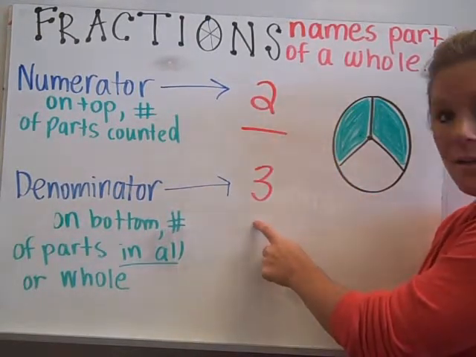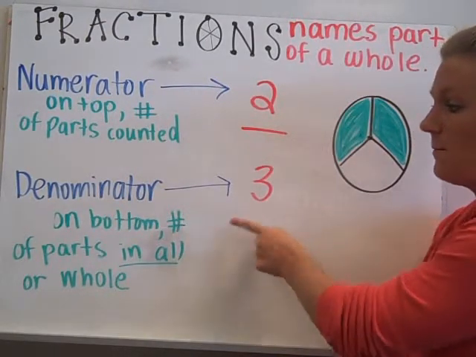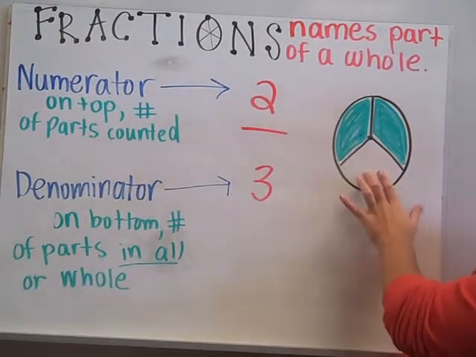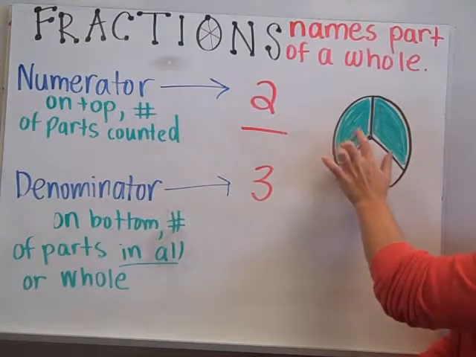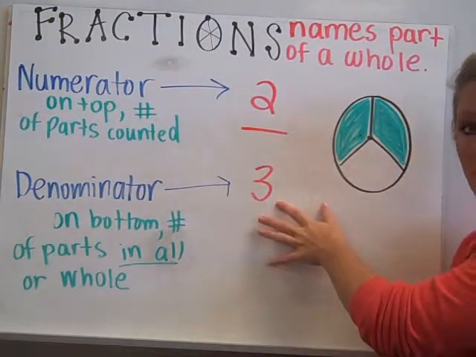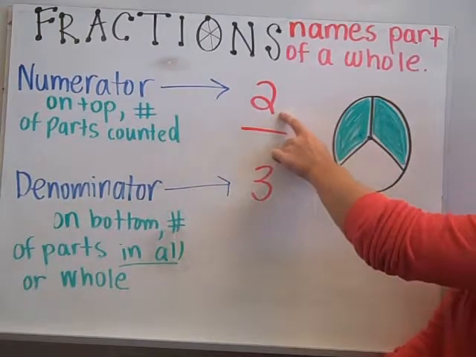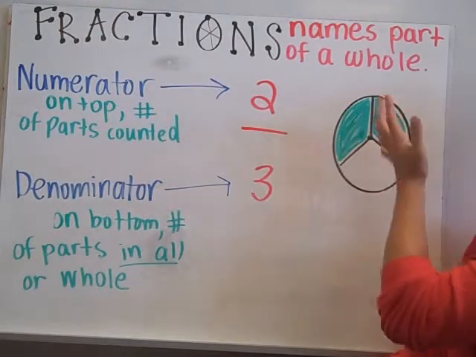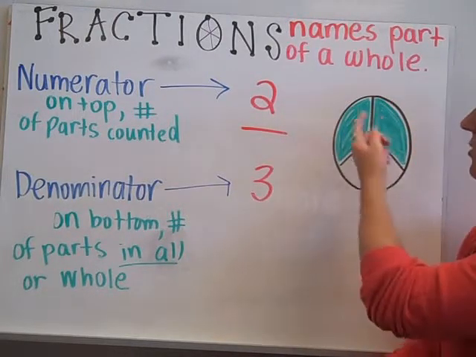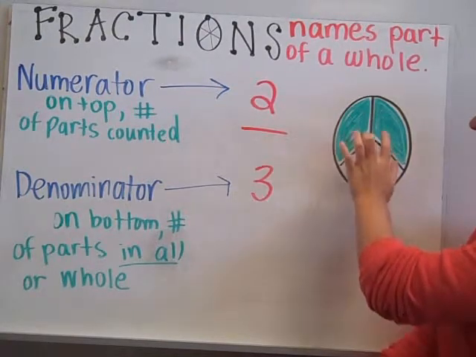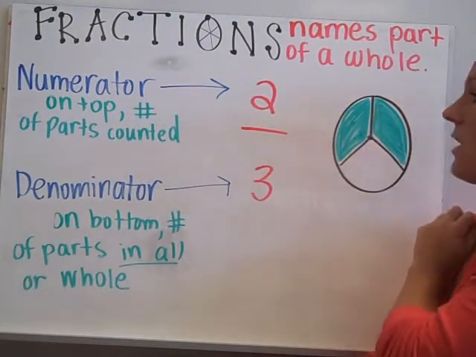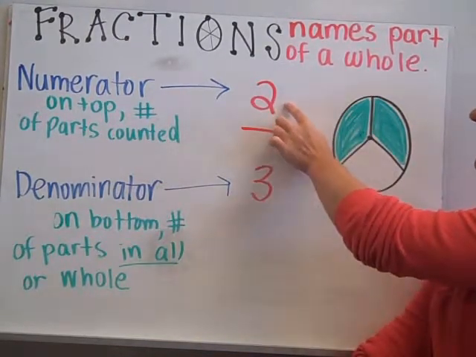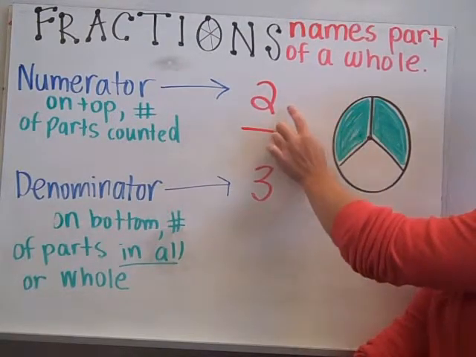The number on the bottom, or the denominator, is the number of parts in all, or the number of the whole. In this pie, I have 1, 2, 3 pieces of pie in all, in the whole pie. And I put 2 on top because that's the part that's been shaded. This could be 2 pieces have been eaten, or it could show that 1 piece is left and the other 2 have been eaten. So think about it that way. You have 3 pieces in all, it goes on the bottom, and the number of parts that you're counting, in this case what's been shaded, is 2.